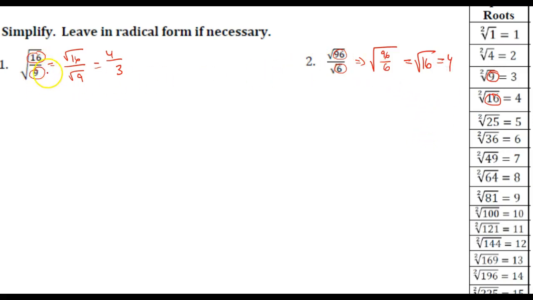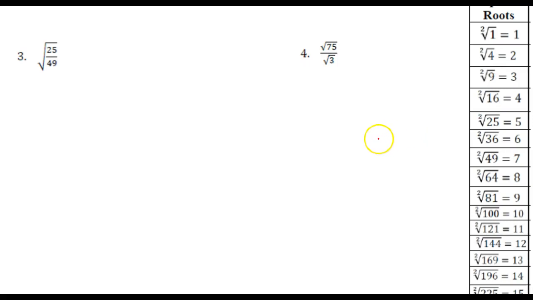So just one strategy I used here, I square rooted both numerator and denominator because they were perfect squares. And I can square root perfect squares. Here, because they were not perfect squares, I decided to divide first and see if I got a perfect square, which I did. So that kind of worked out. Let's try the next one.